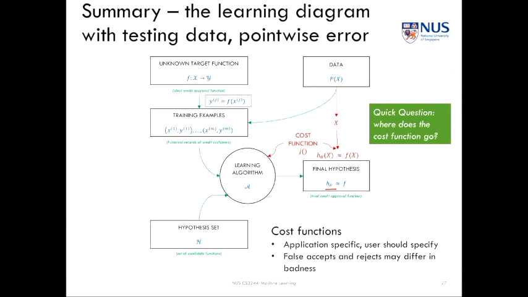So in summary, we've seen that cost functions are application specific where possible, and that you should try to specify what the costs are because different types of errors may have different costs. False accepts and false rejects may differ in the amount of badness that they create for the system.